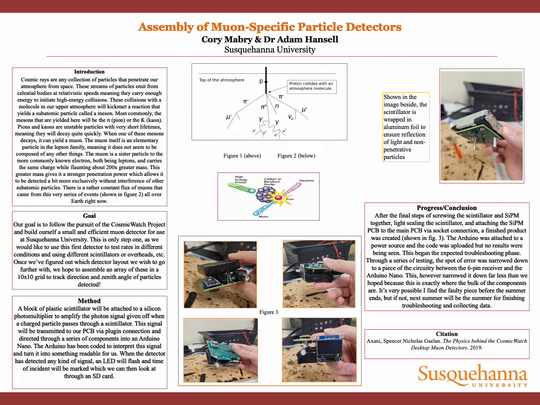A cosmic ray is any collection of particles that penetrate our atmosphere from space. These streams of particles that are emitted by celestial bodies, such as stars or nebulae, contain most notably free protons or helium nuclei. When traveling at relativistic speeds, these particles carry enough energy to kick off a series of events that result in a particle called a muon making its way to Earth's surface.